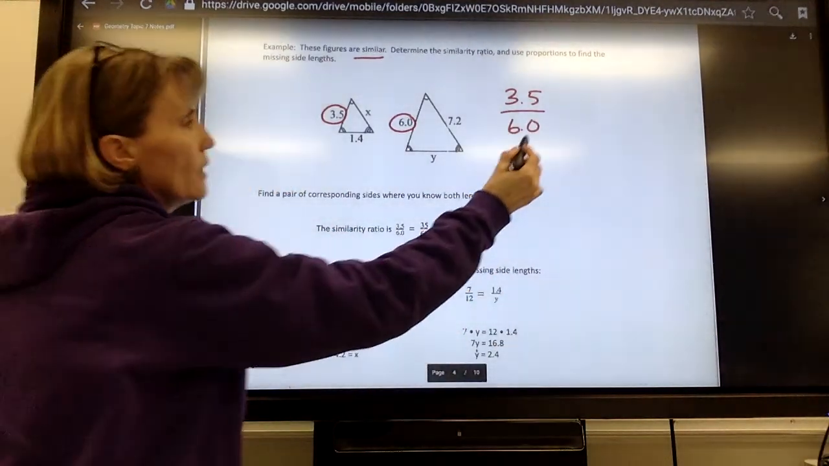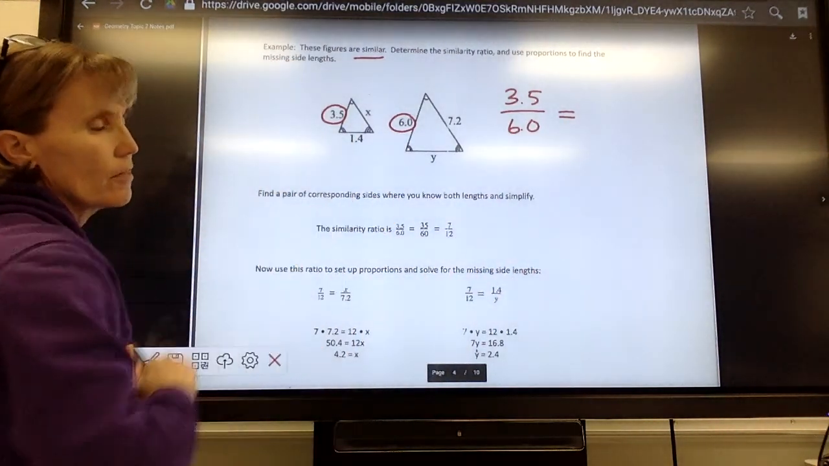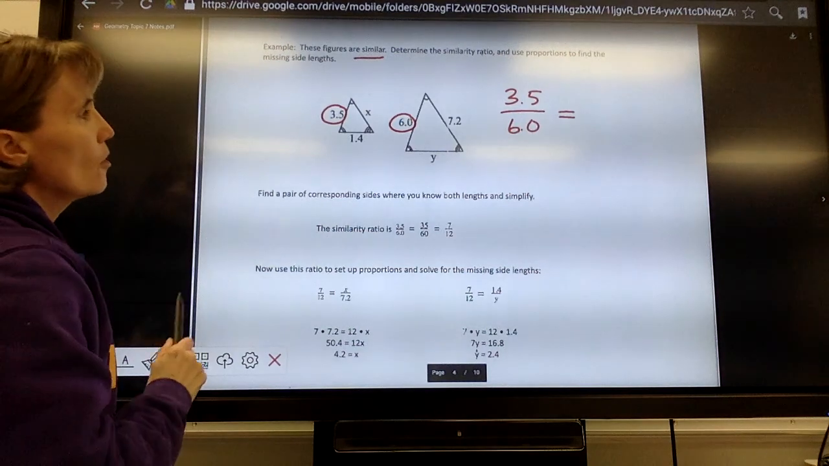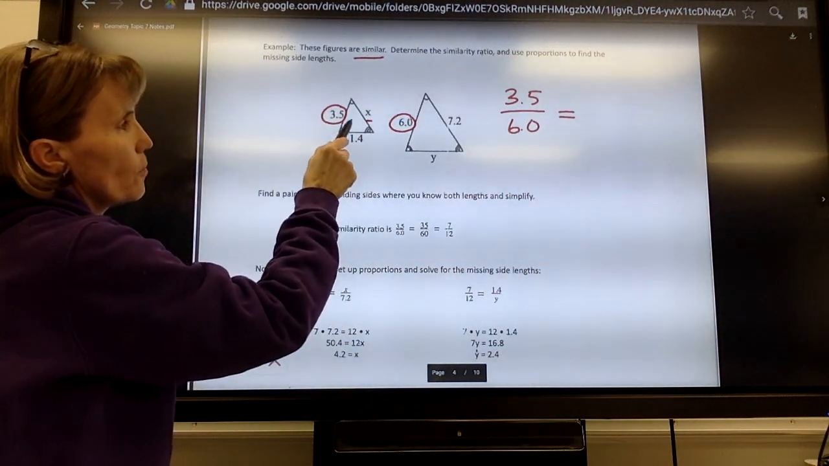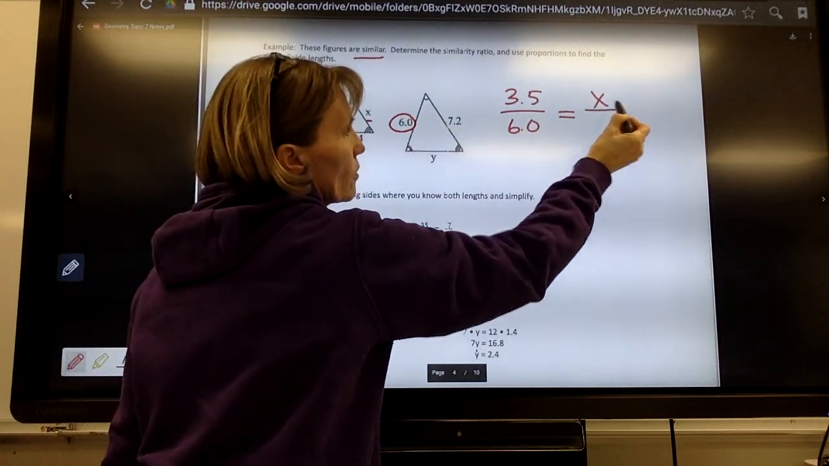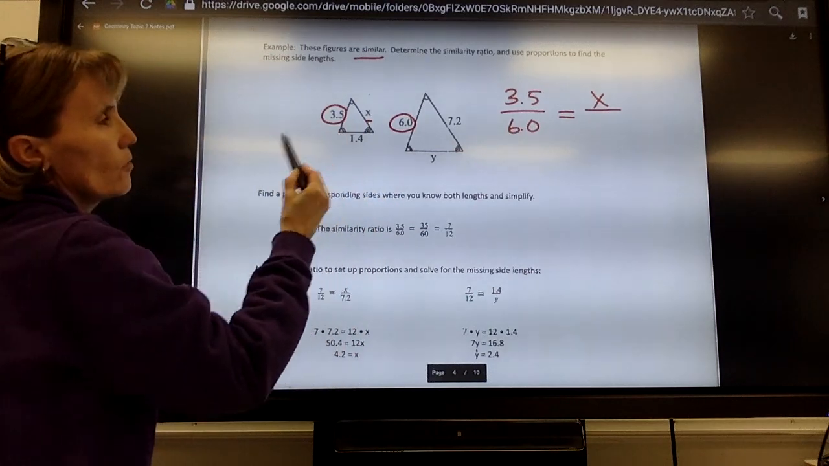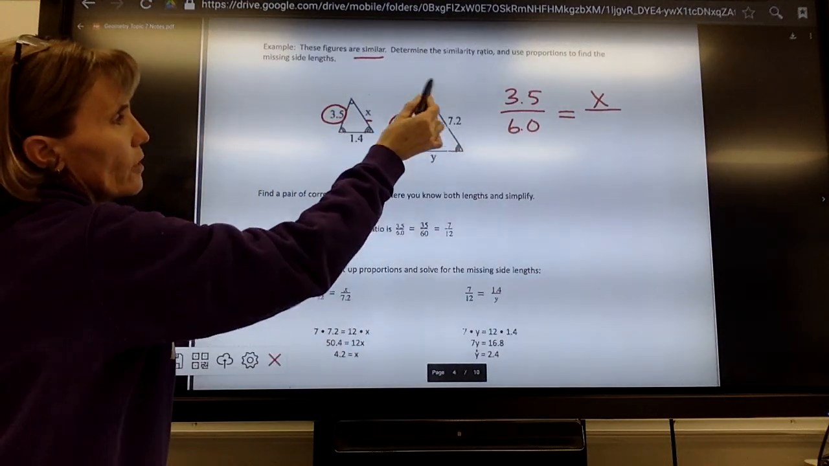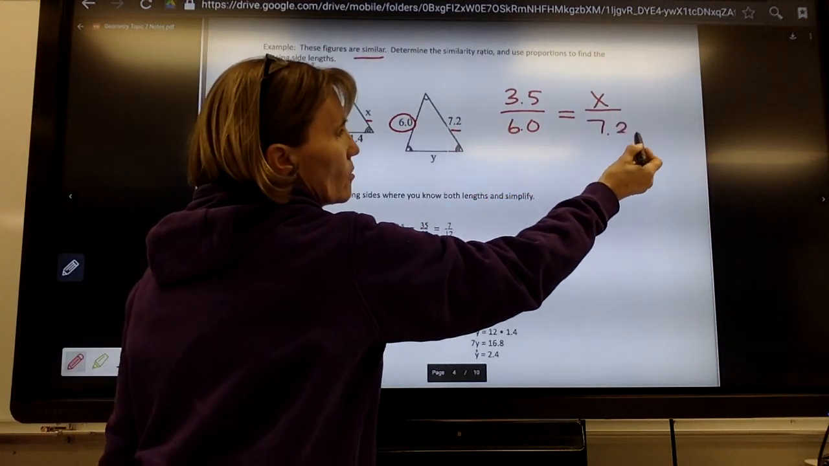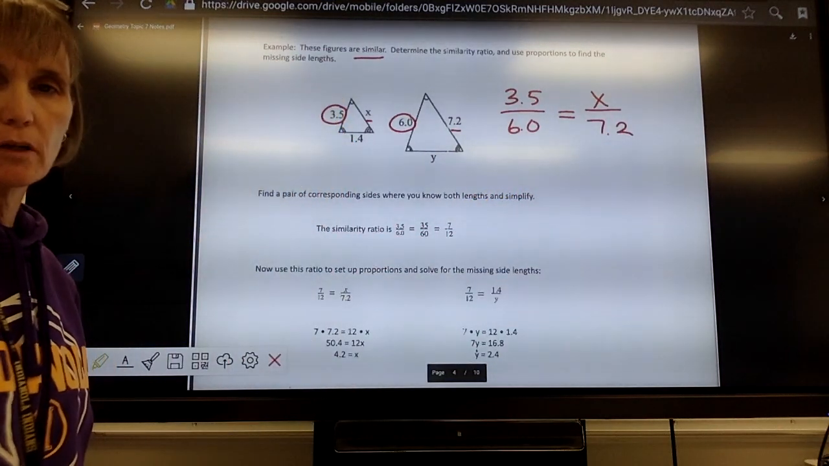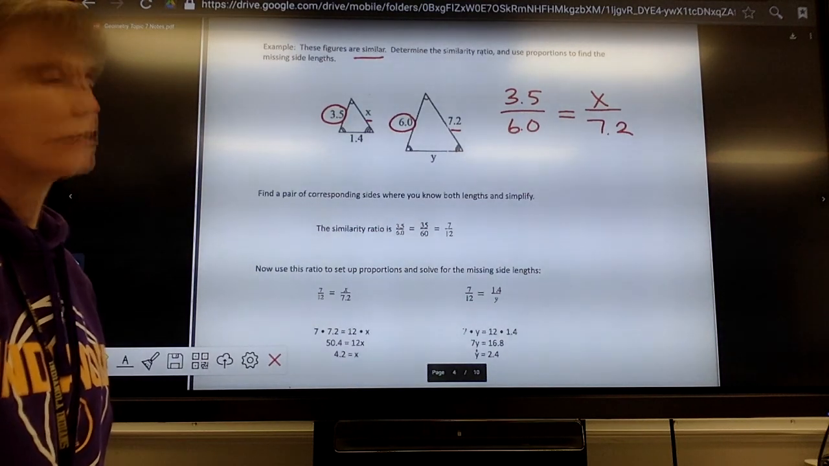Okay, and I'm going to set that equal to, I want to find the value of x and I want to find the value of y. So if I want to find the value of x, it came out of the triangle that had the 3.5, so it's going to go in the numerator because 3.5 is in the numerator. These two sides are coming out of the same triangle. Over, what side over here corresponds to that? Well, hopefully you said 7.2. So I can set up that proportion to figure out what the side x is going to be.